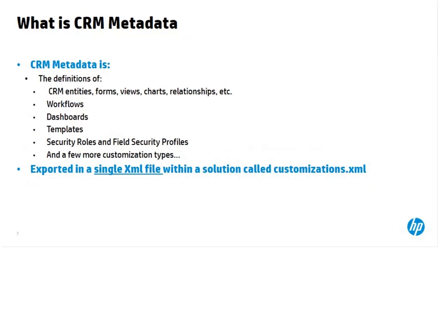First of all, let me clarify what I mean by CRM metadata. These are the definitions of your CRM entities, forms, views, etc., workflows, dashboards, security roles, and a few additional customization files. What's unique about these customization components is that they are all stored in tables in the Microsoft CRM database, which can be modified with CRM customization tools. And then they can be exported in a solution.